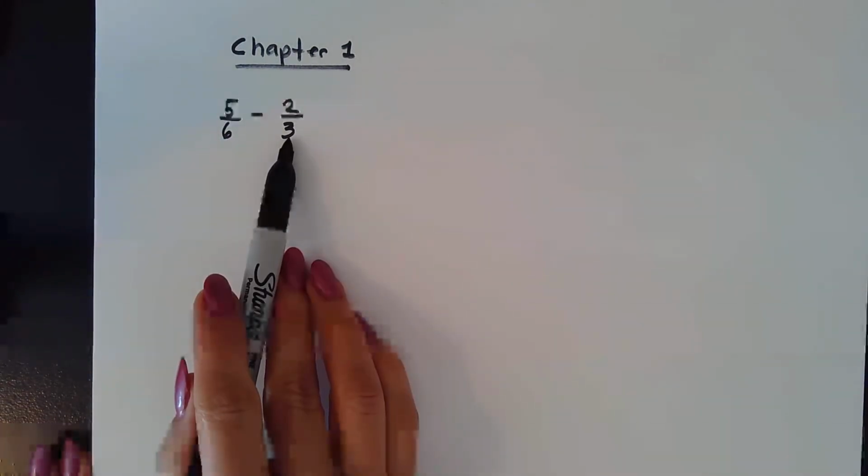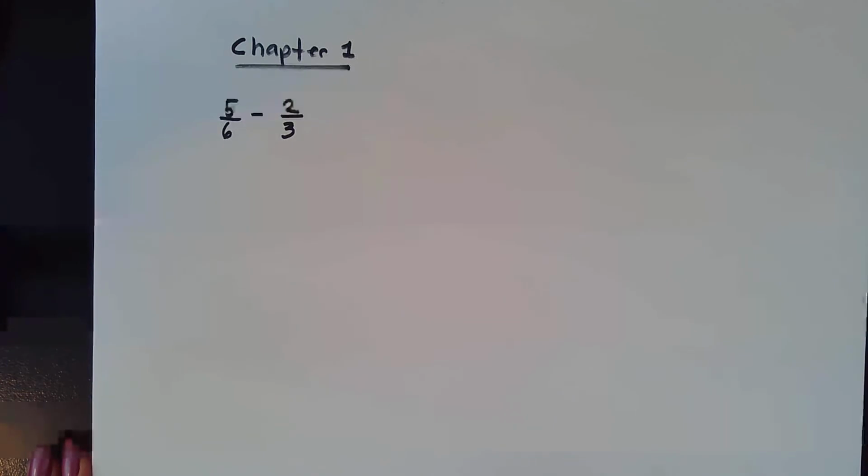So let's try. We're going to discuss adding and subtracting fractions first. So let's take a look at 5 over 6 minus 2/3. Okay, so we are going to subtract these two fractions. In order to do that, we need to find the least common denominator. So we look at 6 and 3, and this number needs to be the smallest number that goes into both 6 and 3 without a remainder, or a remainder equal to 0. So that would be 6, right?